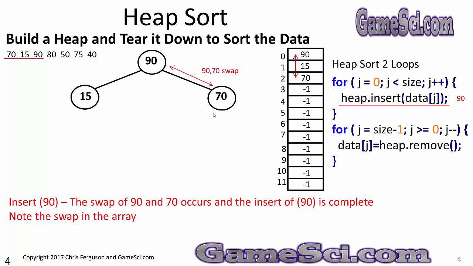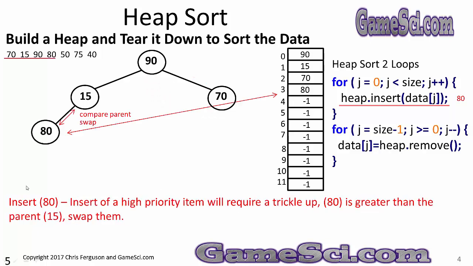That's what a heap insert does. New items go at the end and trickle up until they reach the point they belong in the heap. 90 is now in the heap. Insert 80. Insert of a high priority item will require a trickle up.